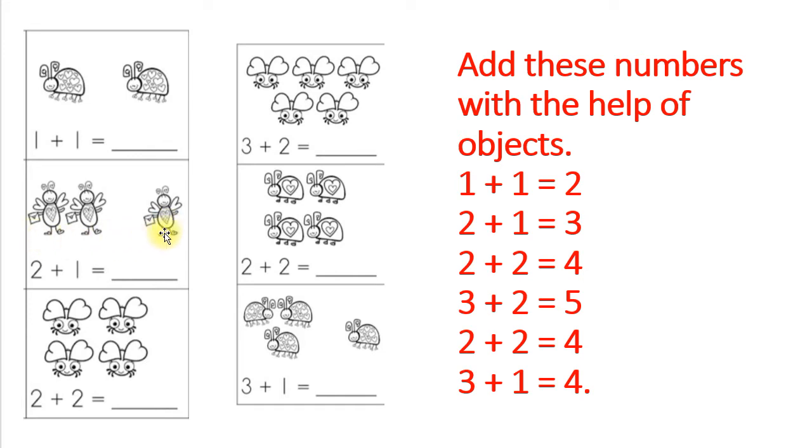Add one more into it. Now how many butterflies are there? 1, 2, 3. Answer is 3. Now 2 plus 2. 1, 2, 3, 4. Answer is 4. Rest of the work you do by yourself. Objects are here. You can add them up.